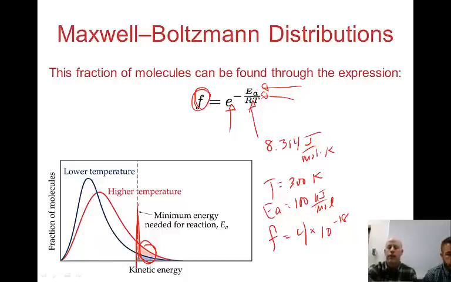And that's part of the reason why, when we're doing reactions in the classroom, we want to do them at higher temperatures, we want to do them at higher concentrations, we want to do things that will affect the fraction of molecules that can break these bonds. Otherwise, the reaction is going to be much too slow.